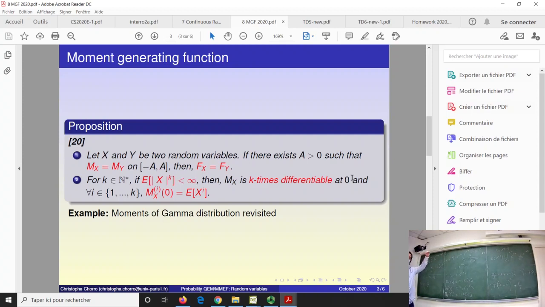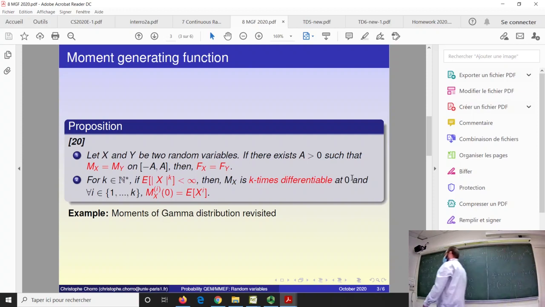So it means that you now have a new tool in order to prove that two random variables have the same distribution. For example, if I ask you to prove that X follows the N(0,1), you can prove that its density is given by 1 over the square root of 2 pi and so on, or you can also prove that its moment generating function is given by this one. If you have a random variable with this moment generating function, you are sure that you have N(0,1).